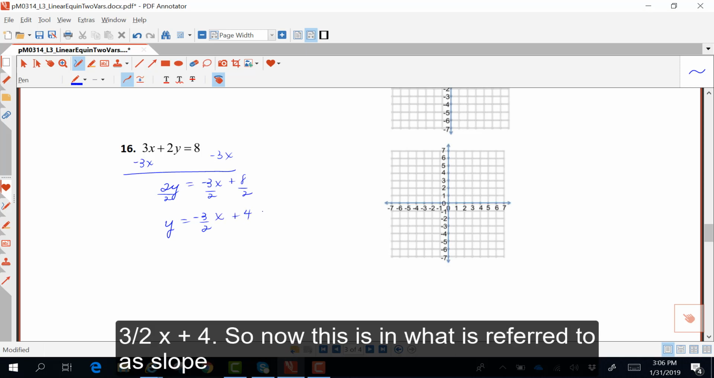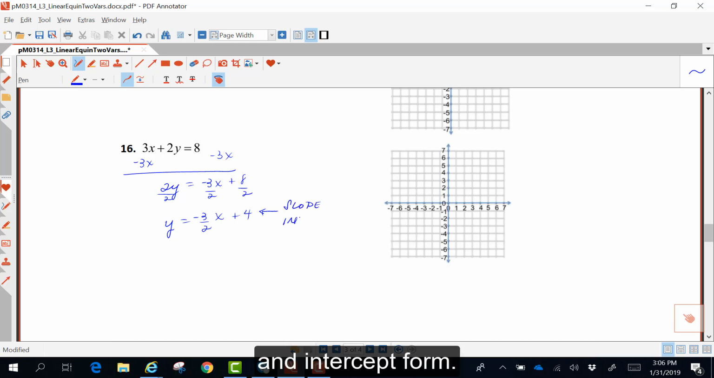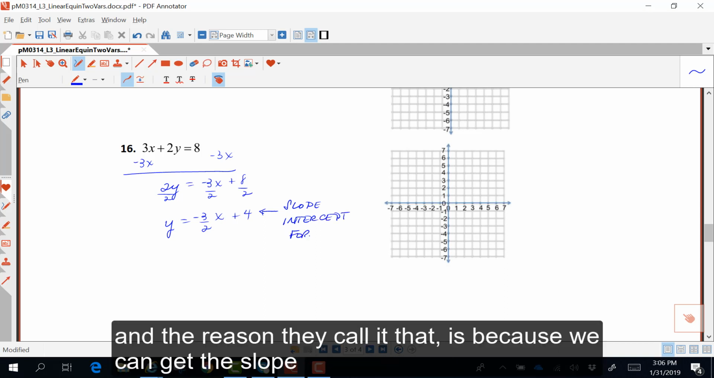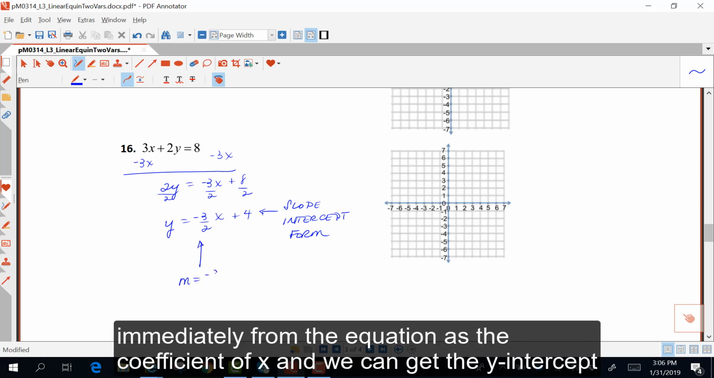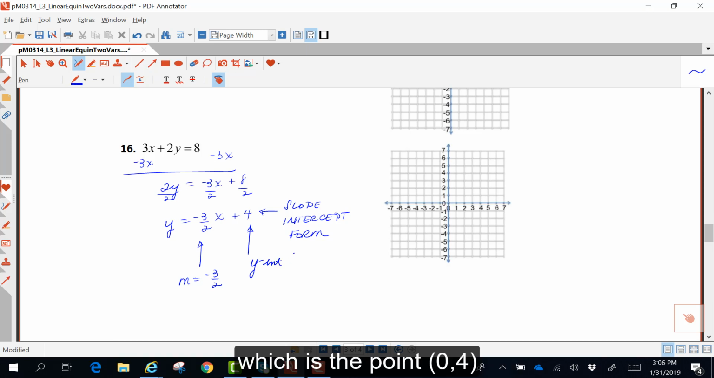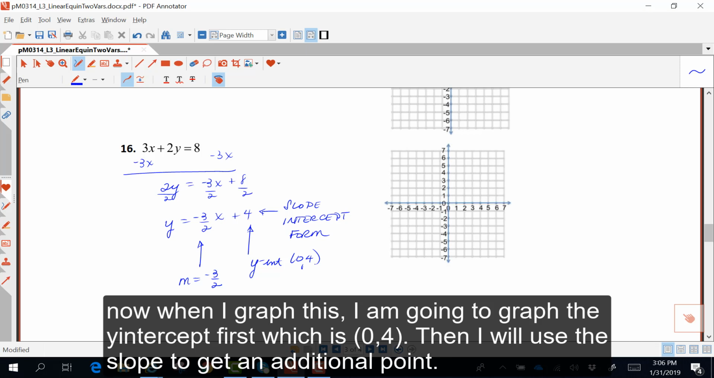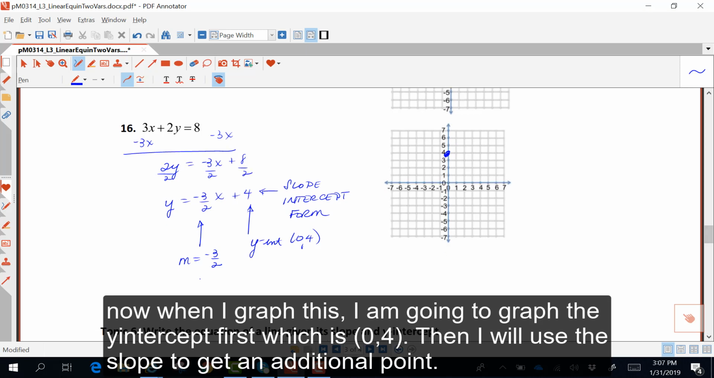So now this is in what they refer to as slope-intercept form. And the reason they call it that is because we can get the slope immediately from the equation as the coefficient of x, and we can get the y-intercept, which is the point 0, 4. Now, when I graph this, I'm going to graph the y-intercept first, which is the point 0, 4. Then I'm going to use the slope to get an additional point.